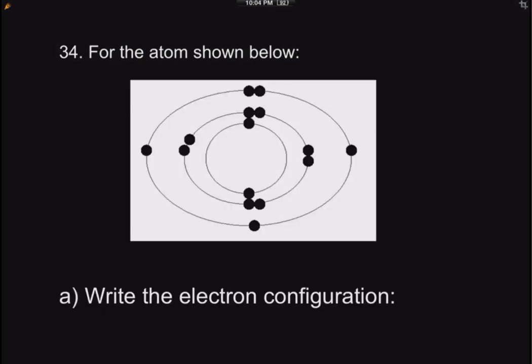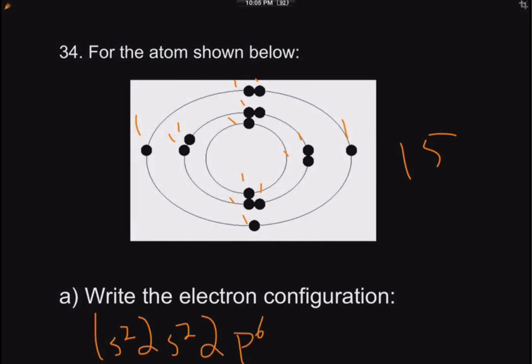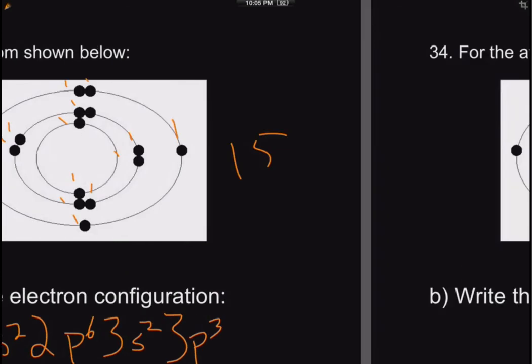All right, what is the electron configuration for the atom shown below? Well, you have to count up the electrons. 1, 2, 3, 4, 5, 6, 7, 8, 9, 10, 11, 12, 13, 14, 15. So 15 electrons. 1s2, 2s2, 2p6, that's 10. 3s2 is 12, and then I need 3 more, so 3p3. So that'd be the electron configuration. 15 electrons, the order 1s, 2s, 2p, 3s, 3p, and that's as far as I needed to go.